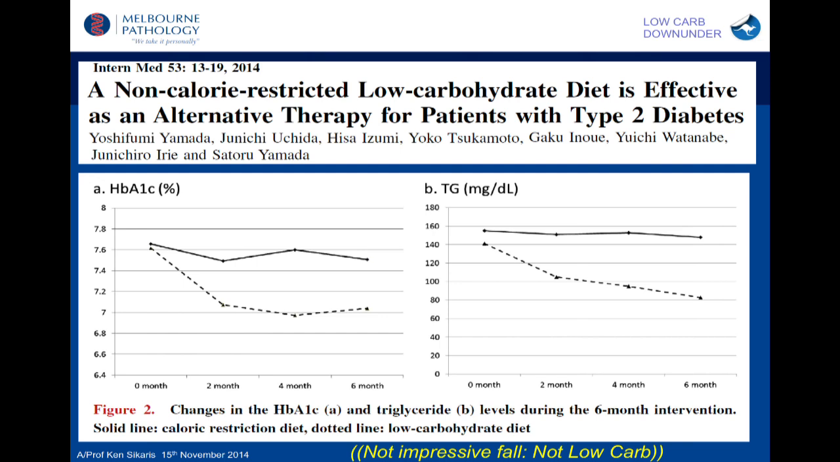So a non-calorie restricted low-carb diet is an effective treatment for type 2 diabetes. So if you put diabetics onto a normal diet, they might get a bit of an improvement in triglycerides, probably not. A1C, probably not. Low-carb diet, massive improvements in triglyceride, therefore small dense LDL, and major improvements in hemoglobin A1C.